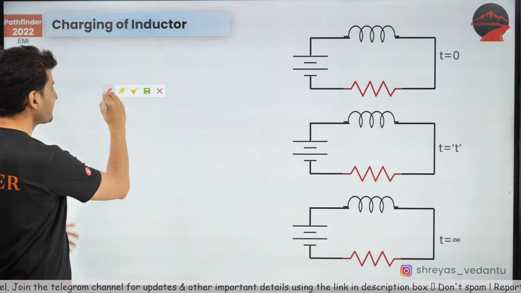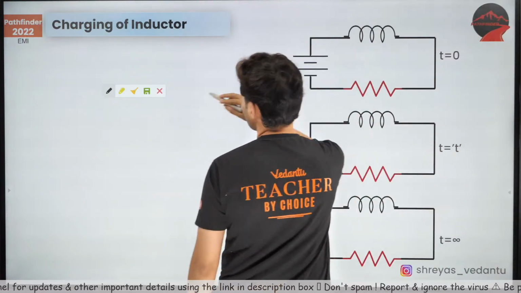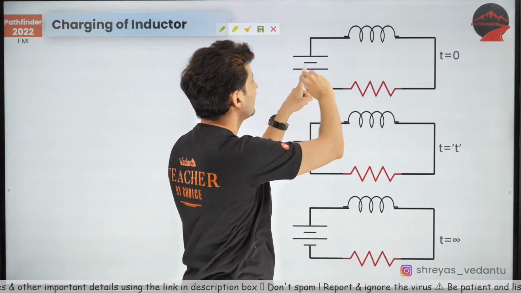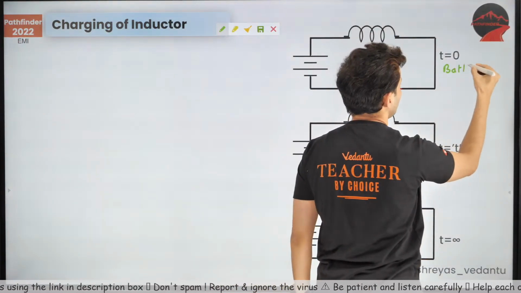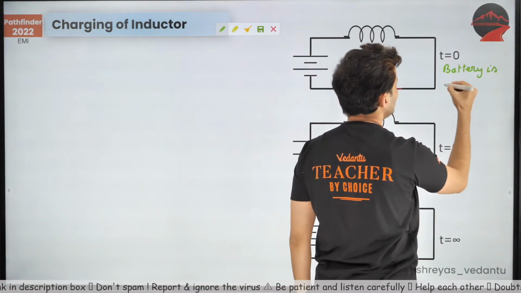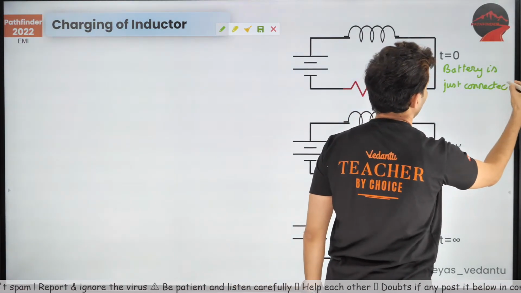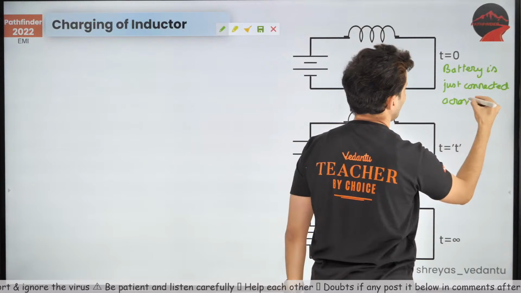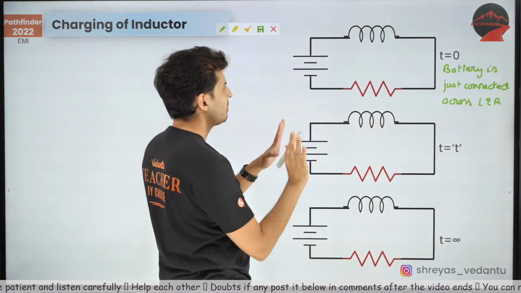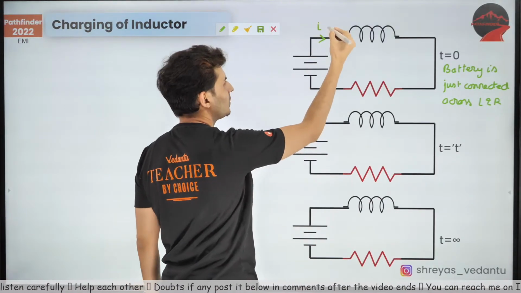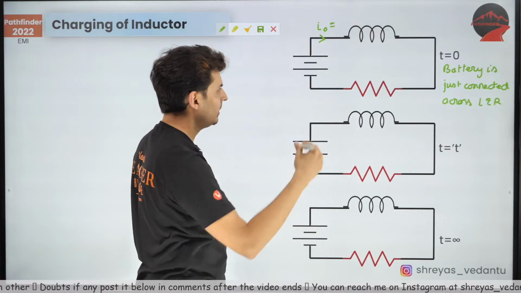Let's discuss. See, when t is equal to 0, you have just connected a battery across L and R. So if you just connected it, probably the current will be something. I will just put it as I naught. I will figure out what is I naught later on.